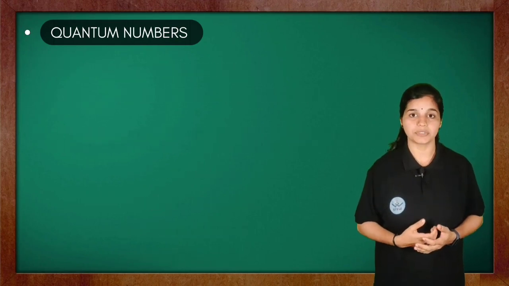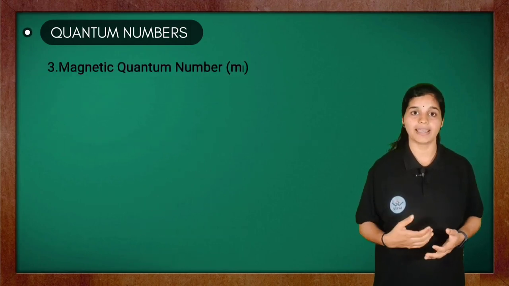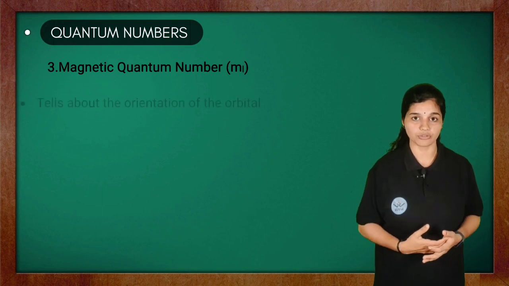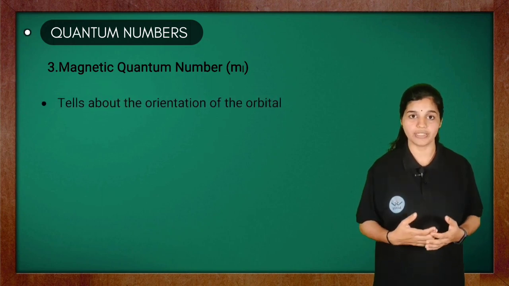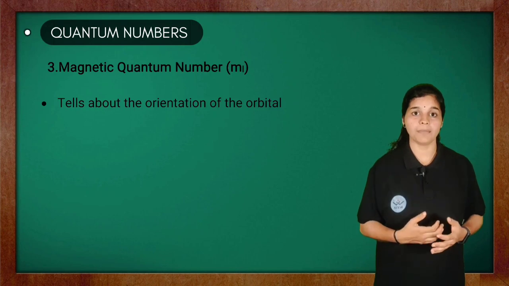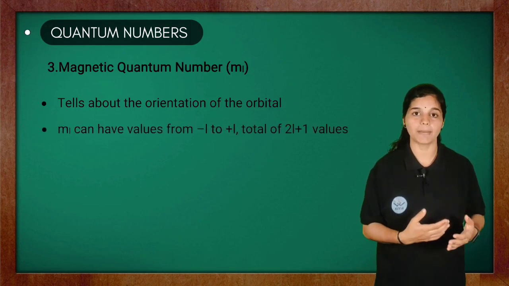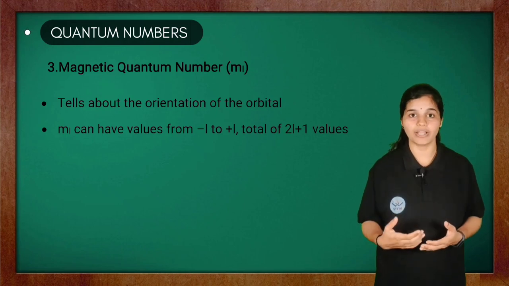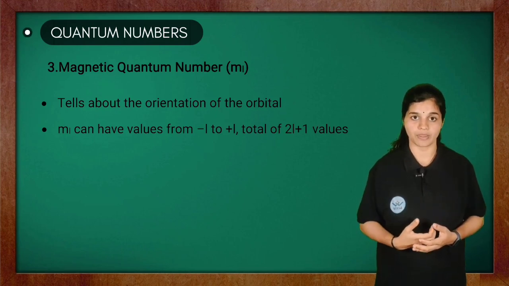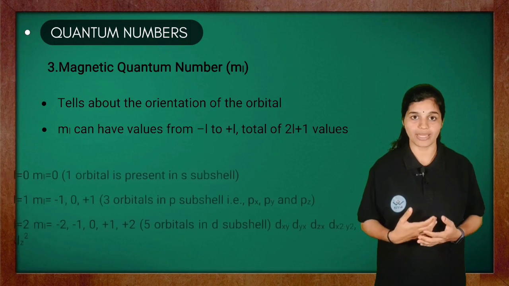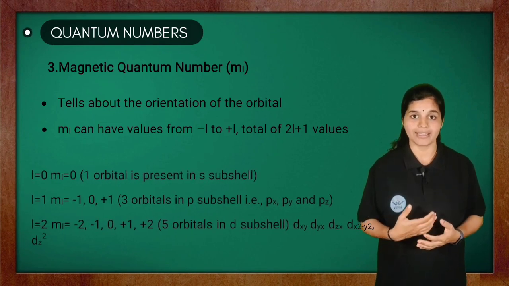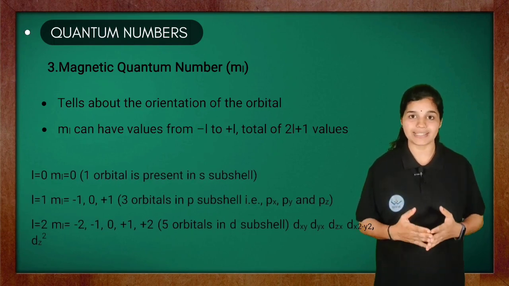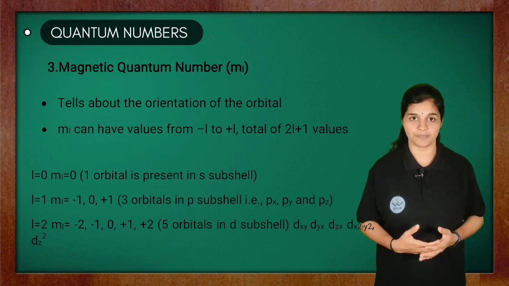The magnetic quantum number is represented by ml. It tells about the orientation of the orbital. ml can have values from minus l to plus l. A total of 2l plus 1 values are possible. For l equal to 0, ml is equal to 0. Means only one orbital is present in s subshell.